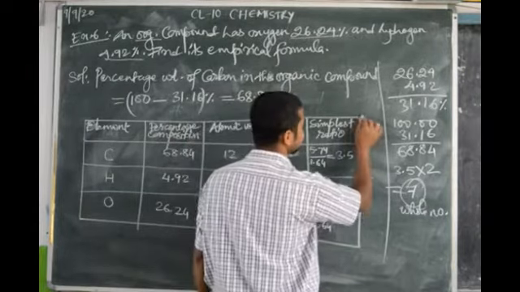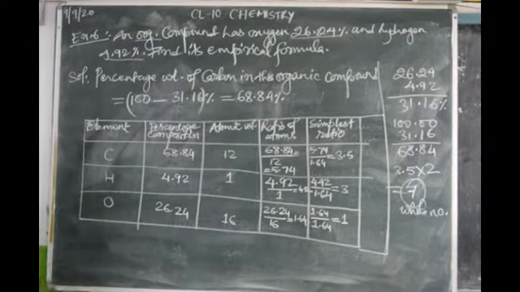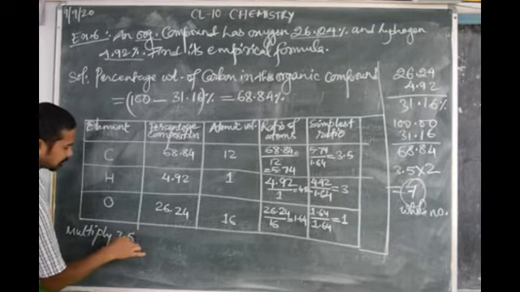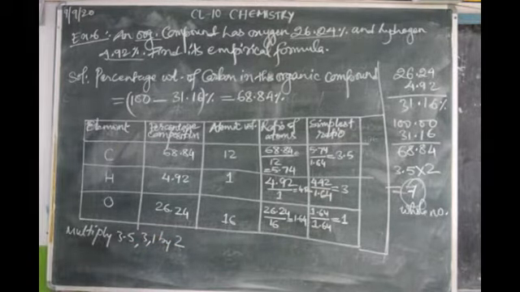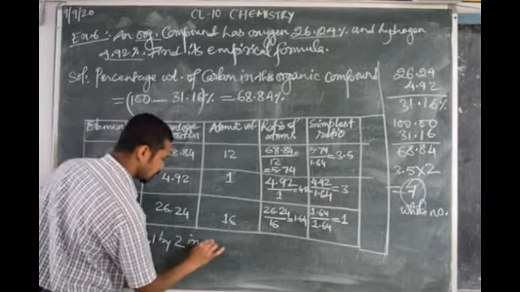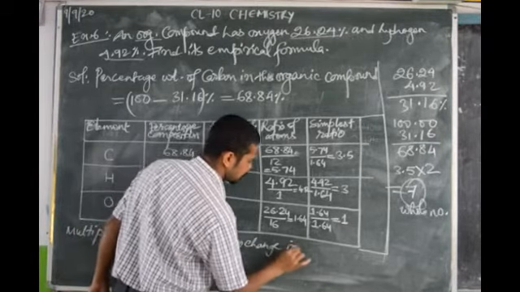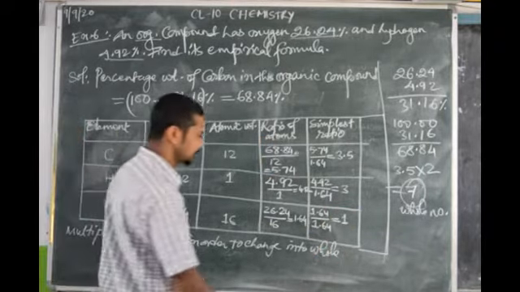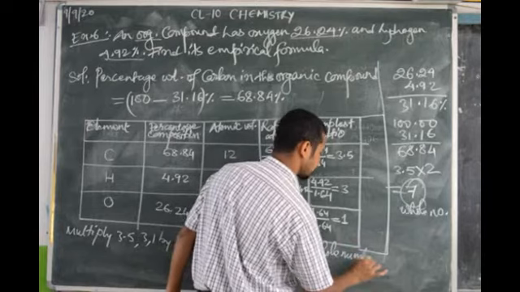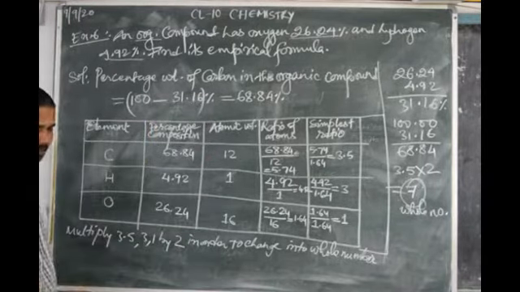That means, what will you be getting? Or simply you can write here, multiply 3.5, 3, 1 by 2, in order to change into whole numbers.